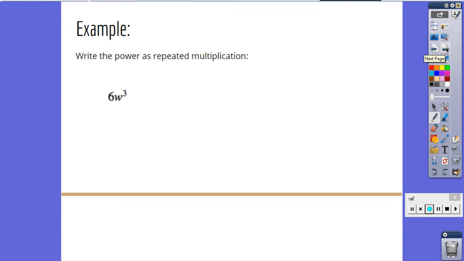This one is just a little bit different because notice that there are no parentheses in this problem. So my exponent of 3 here is only being applied to the w. It has nothing to do with the 6, because this is the same thing as saying 6 times w to the 3rd. The only piece that has the cubed exponent here is the w. So the 6 is going to sit there and not change, and now I'm going to have w times w times w.